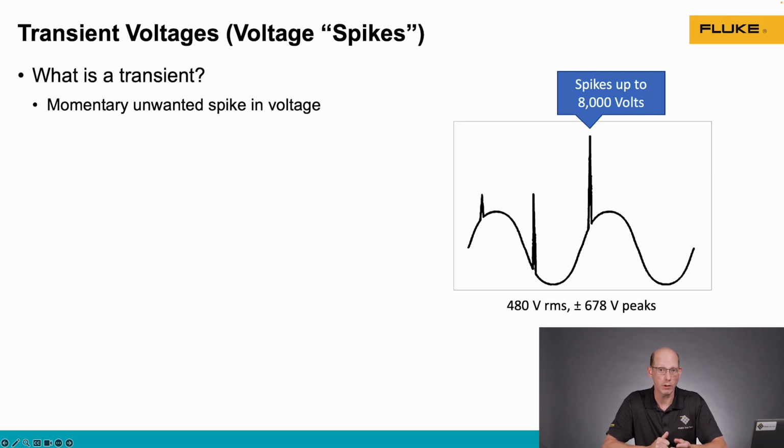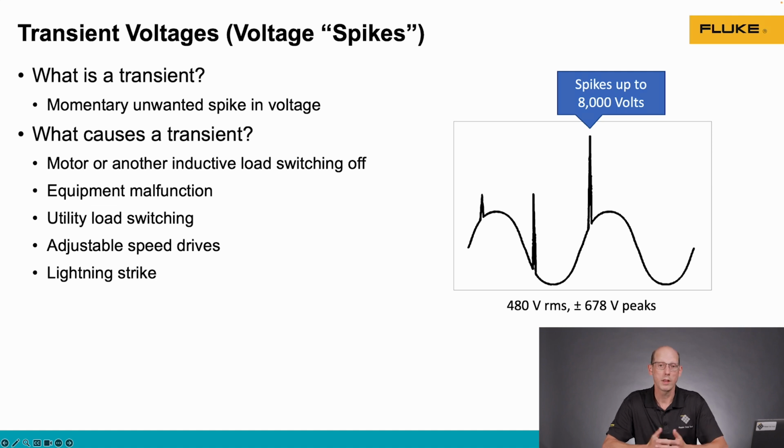These are a very short but high voltage spike, usually coming from the utility when we're working on a solar array. They can be caused by things like switching from the utility, lightning strikes. If you're working in a commercial or industrial building, sometimes load switching on and off can cause these transient voltage spikes.